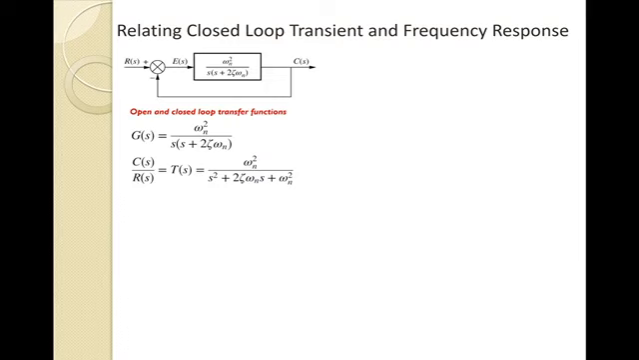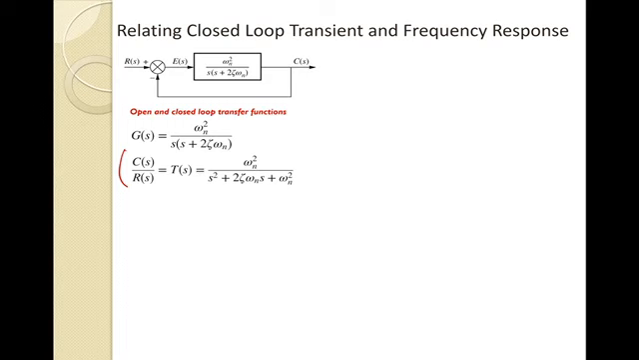Now what we want to do is relate the closed-loop transient and frequency responses together. Here is a unity feedback gain system from our closed-loop transfer function. It actually looks like our general closed-loop second-order transfer function that we had studied a lot in module 4, where we looked at damping and natural frequency, the type of response, etc.